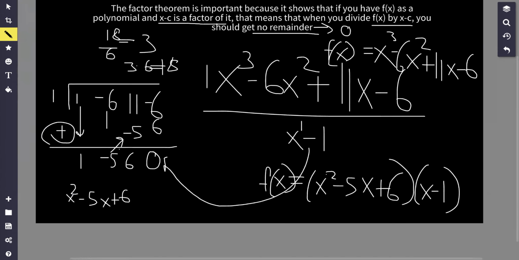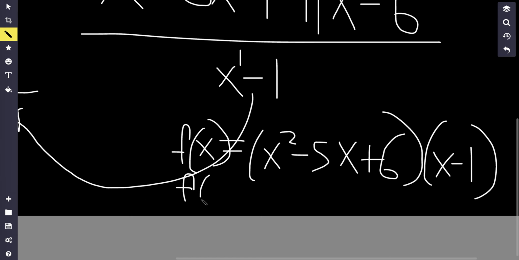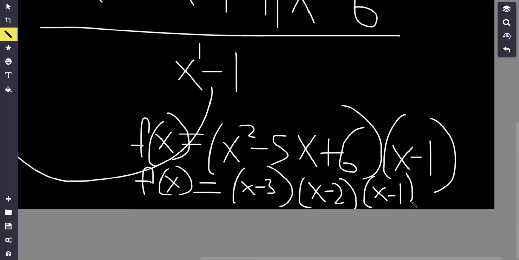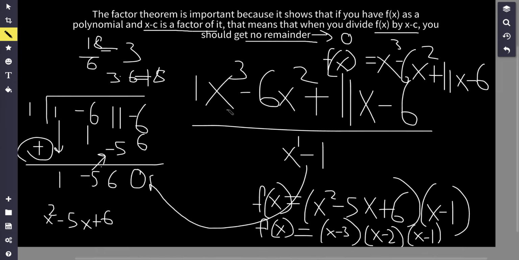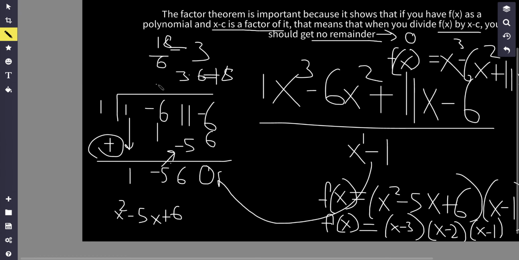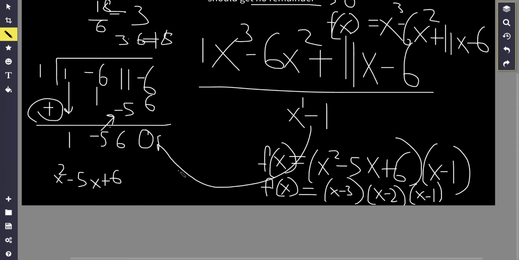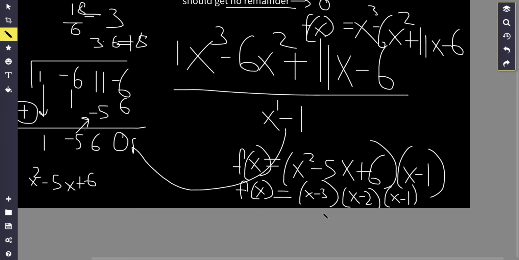Now, if I was asking for the fully factored form of this function, well, what I can do is notice how two numbers that multiply out to be positive 6 and add up to be negative 5 are x minus 3 and x minus 2. And we don't forget the x minus 1. So that means that if we want to factor this polynomial completely, first of all, we can use synthetic division. We get one of the factors, right? And then after that, for the other part of the polynomial, you could just factor it. Or you can use the quadratic formula.